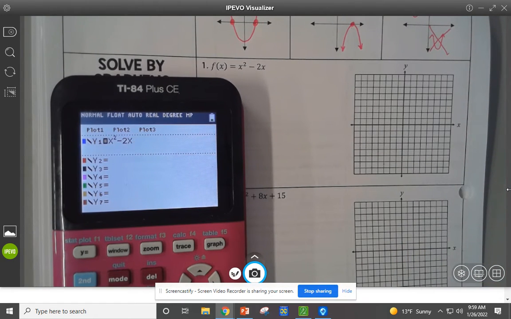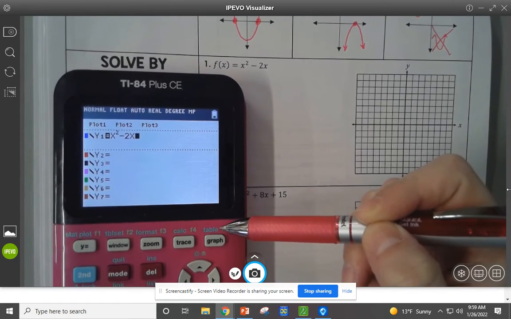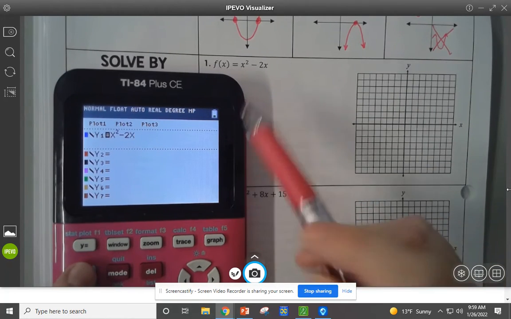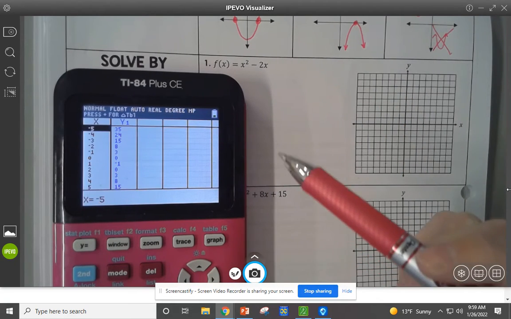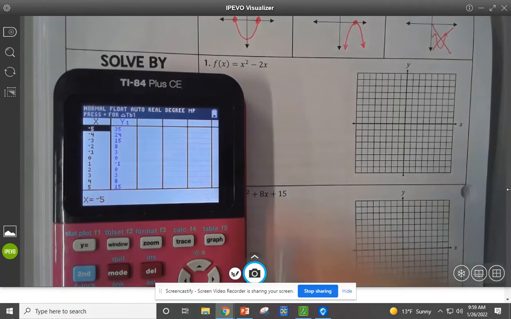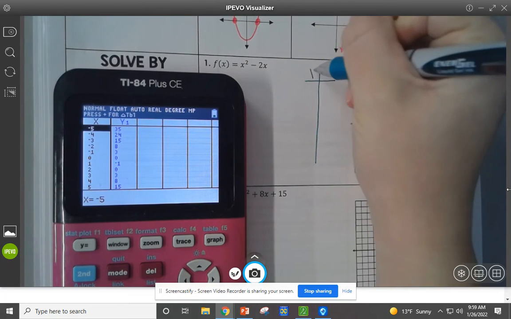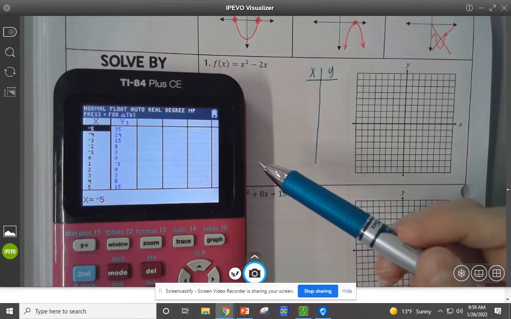Now we're actually going to look at the table. I don't want you to go straight to the graph because you won't know exactly where the points are. The table, notice right here where I'm pointing, it says blue table. So to get to that, you hit the second button, and then you hit this one, where it says table. And it's going to take you to a list of numbers, and we are going to copy down some of these numbers.